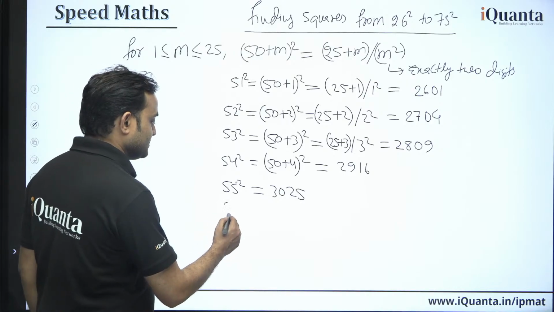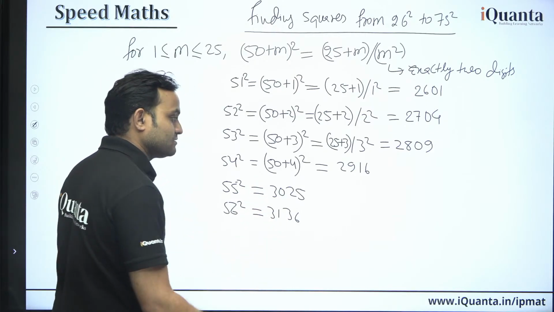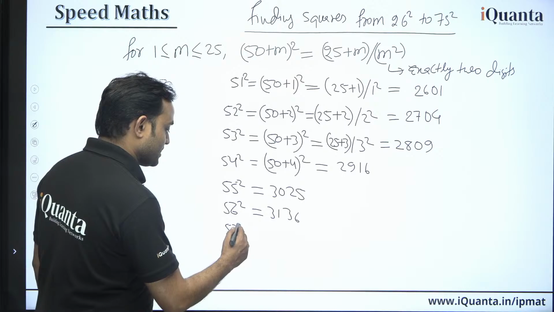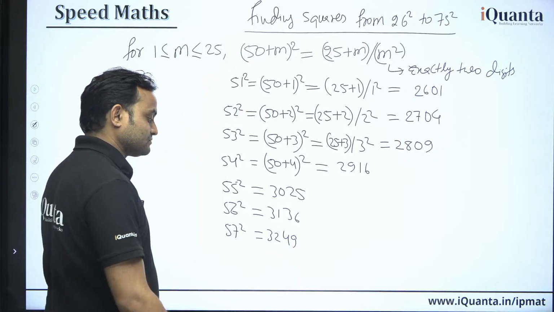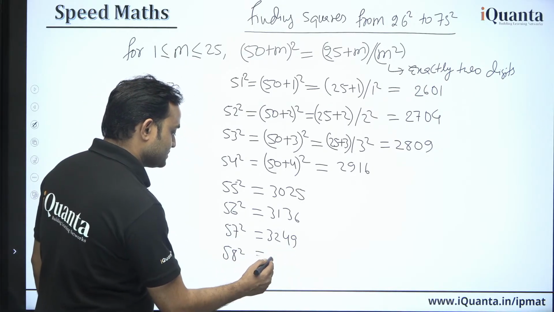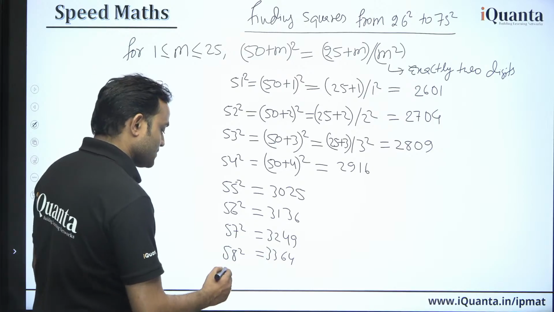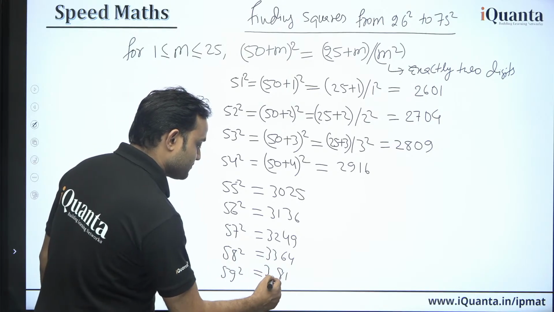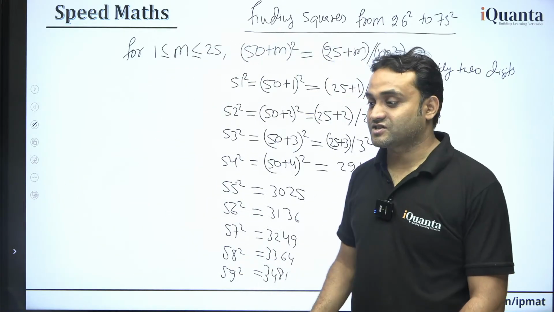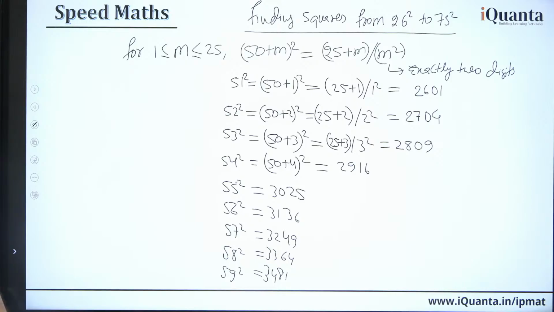बस इतना ही करना है. 56 square. 6 square is 36. 25 plus 6 is 31. 57 square. 7 square is 49. 25 plus 7 is 32. ठीक है. 58 square. 8 square is 64. 25 plus 8 is 33. 59 square will be 9 square is 81. 25 plus 9 is 34. देखो, isn't it interesting? है ना मजेदार ये, right? कितना इजिली कैलकुलेट कर सकते हैं.